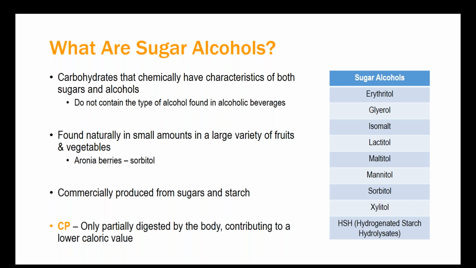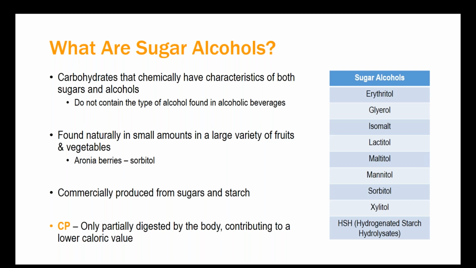Sugar alcohols, for those that don't know, are carbohydrates, but they have chemical characteristics of both sugars and alcohols. They don't contain the same type of alcohol found in alcoholic beverages. That is different, but chemically they exhibit characteristics of both sugars and alcohols. So where do we find these? You can find them in some fruits and veggies.